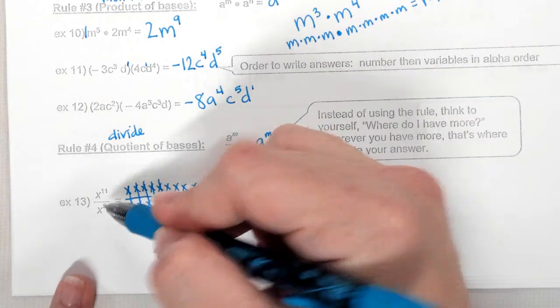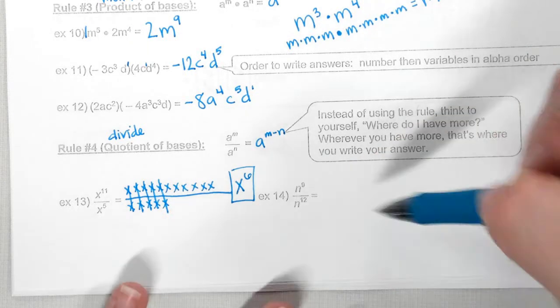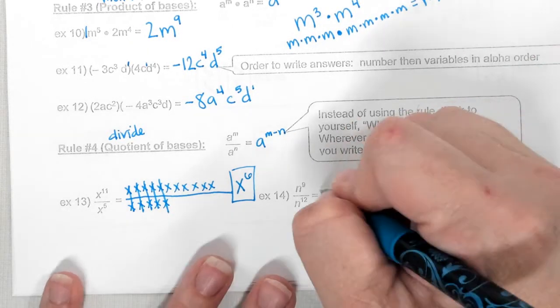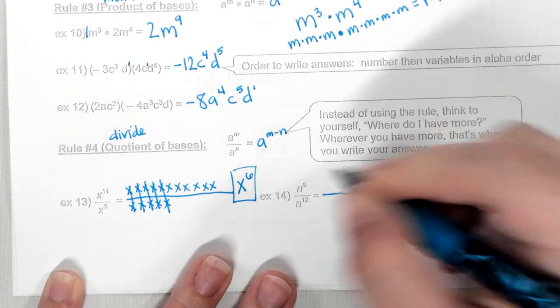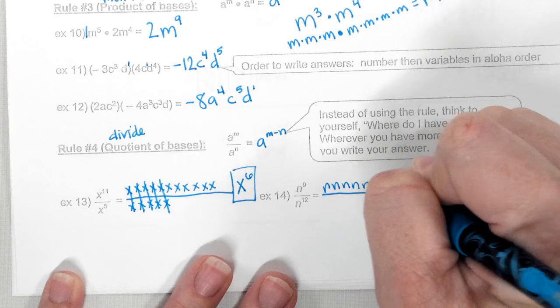Well, what's 11 minus 5? 6. So could we have just gotten that by subtracting? Yes. Okay, but the reason I wanted to show y'all working it out is you'll see why on this one. So when we have 9, 1, 2, 3, 4, 5, 6, 7, 8, 9.